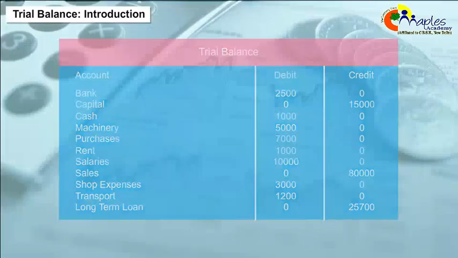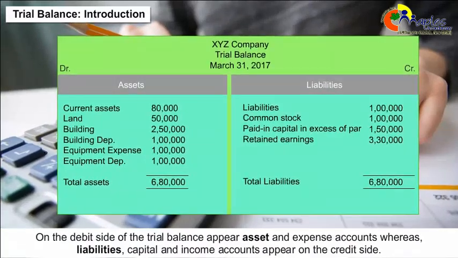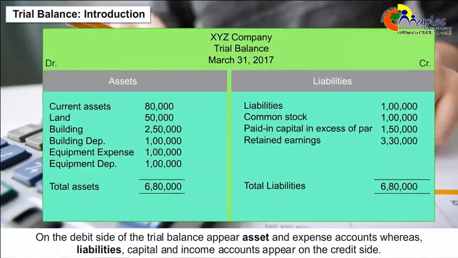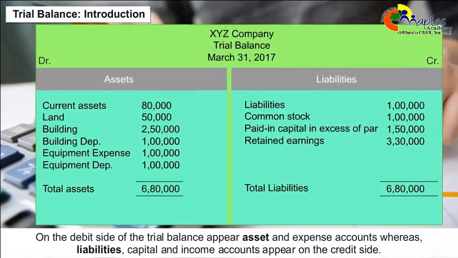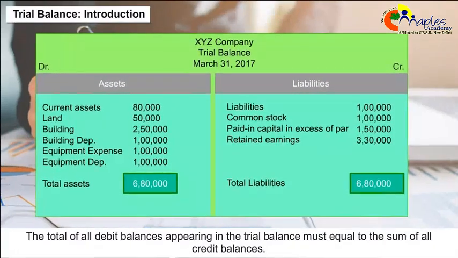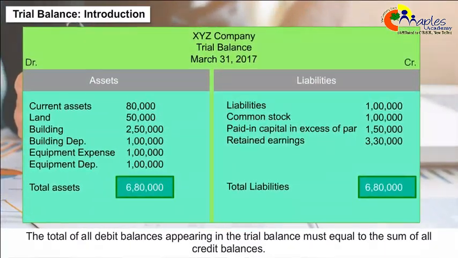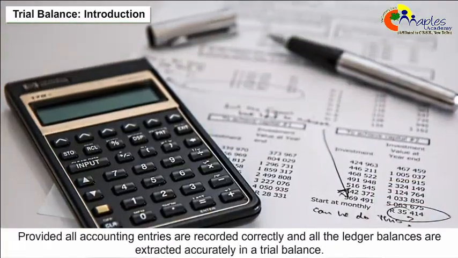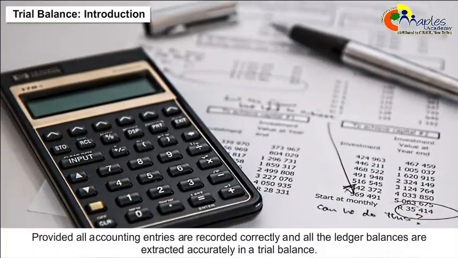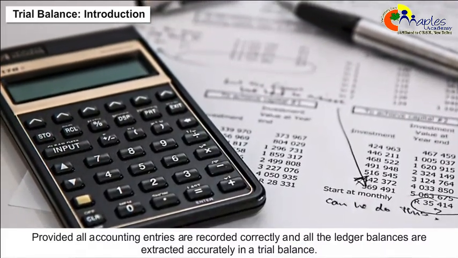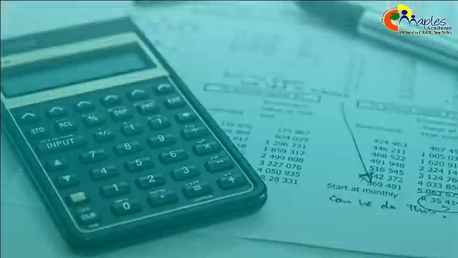On the debit side of the trial balance appear asset and expense accounts, whereas liabilities, capital and income accounts appear on the credit side. The total of all debit balances appearing in the trial balance must be equal to the sum of all credit balances, provided all accounting entries are recorded correctly and all the ledger balances are extracted accurately in a trial balance. Preparing the trial balance.